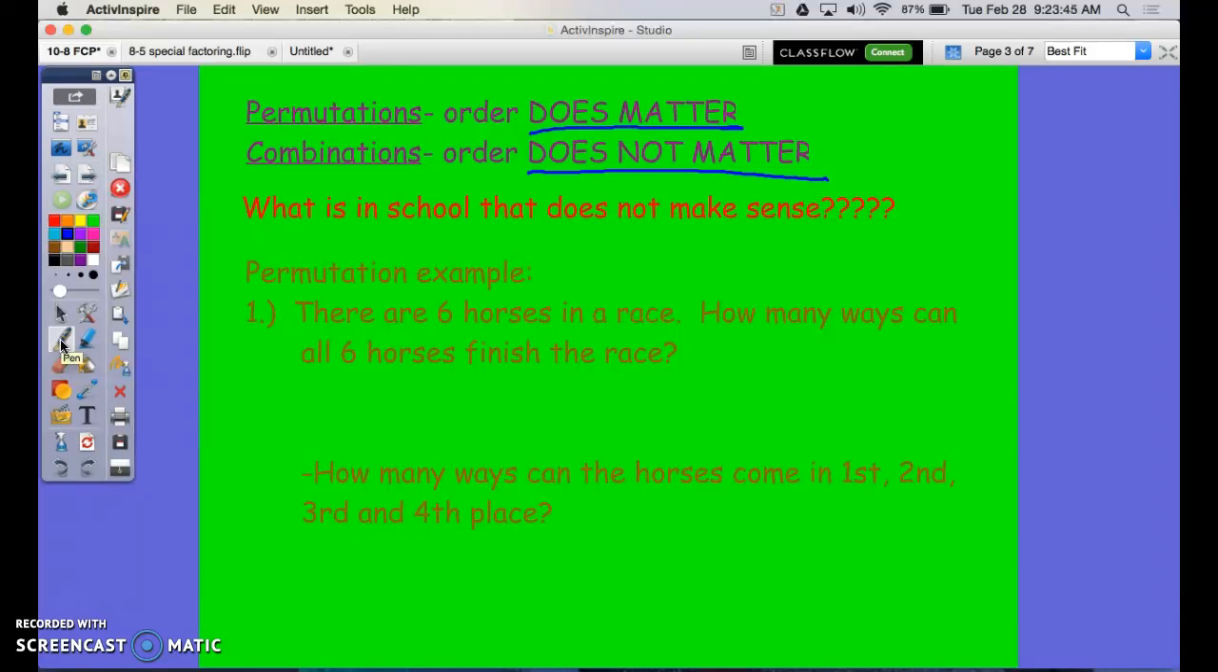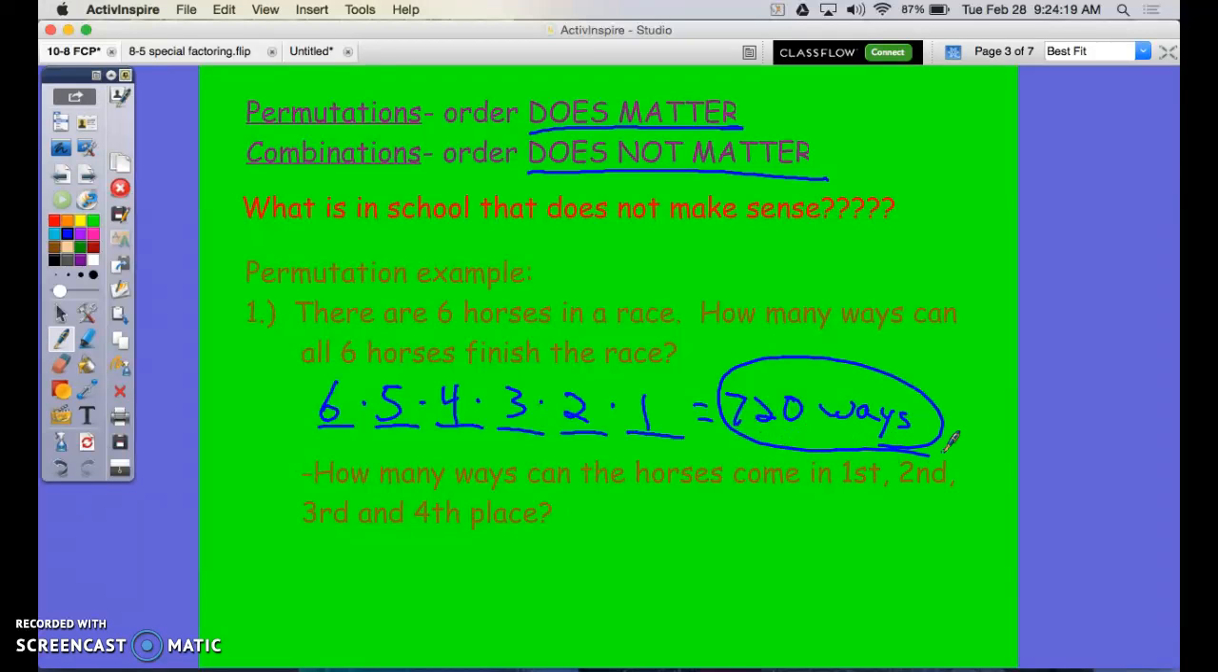But here we have 6 horses in a race. So once again, let's set up my 6 slots. 1, 2, 3, 4, 5, 6. And how many different ways can those horses win? Well, they can win 6 different ways. Once Prickly Pete wins, he can no longer come in second. So we have 5. Then Snoopy comes in second. And then we have 4 ways, and then 3 ways, and then 2 ways, and 1 way. When we multiply this out, we get 720 different ways that those horses can come in that race.